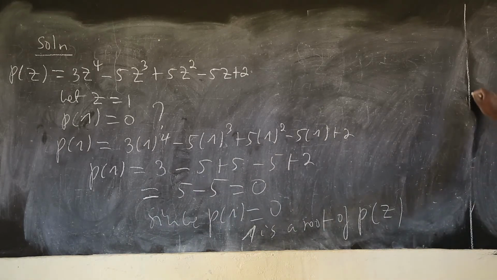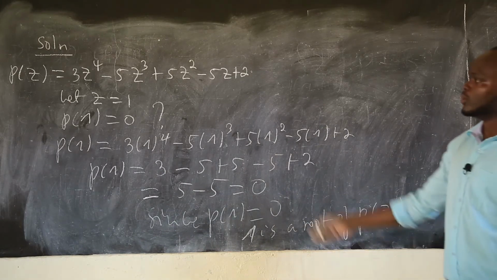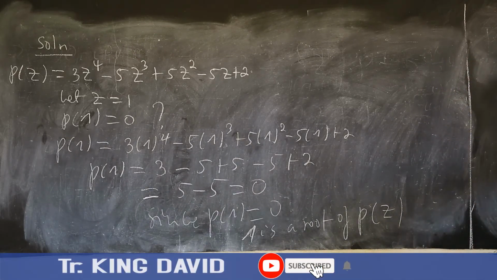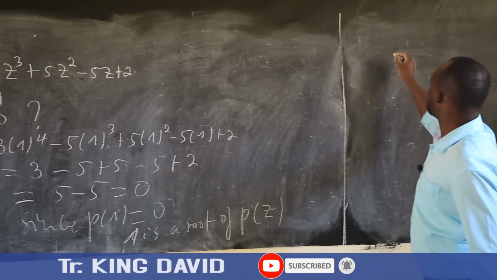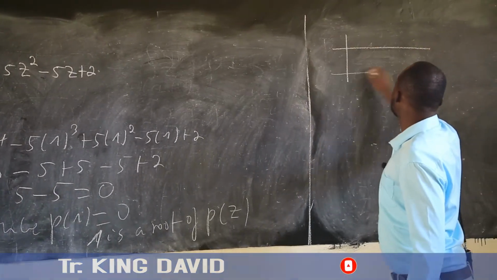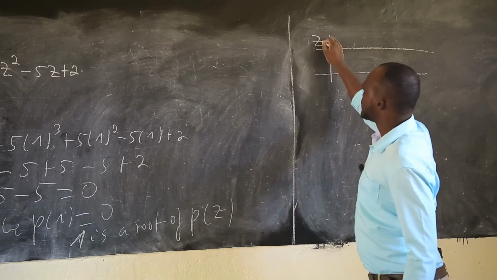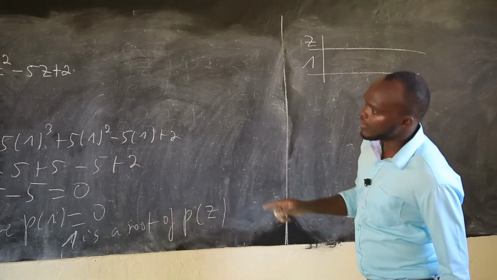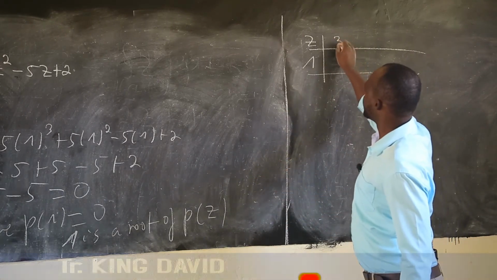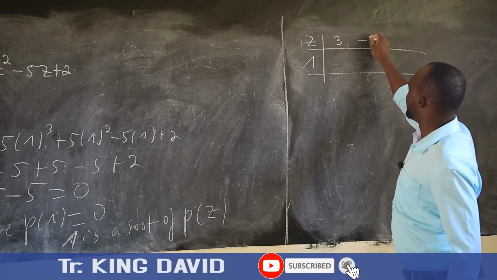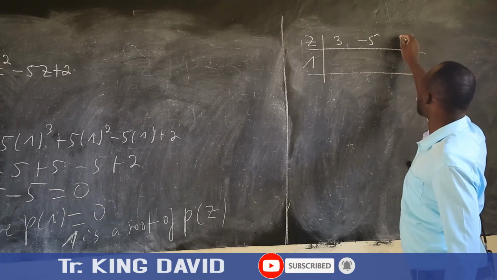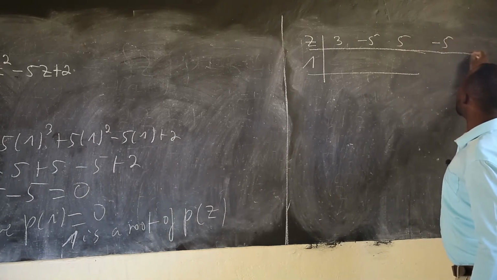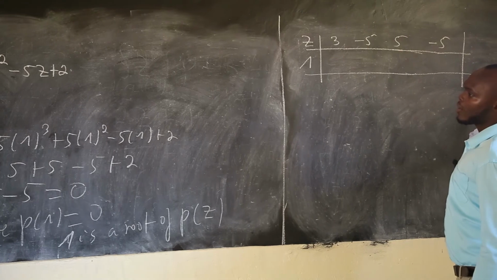So we can use synthetic division to find other roots. So now there we have Z, and our root is 1. We have the coefficient of Z power 4, it is 3. The coefficient of Z power 3 is negative 5. The coefficient of Z squared is 5. The coefficient of Z is negative 5. The constant is 2.